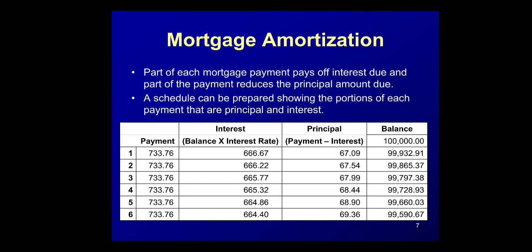So from this monthly payment, the payment for the interest in the first month is $666.67, and the payment for the principal is only $67.09. So this will happen.